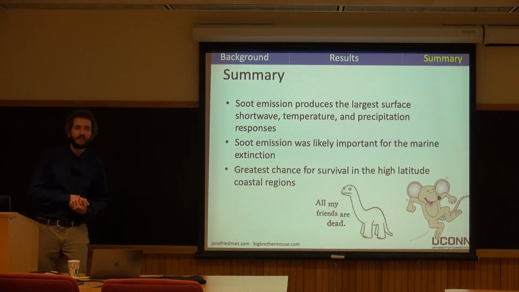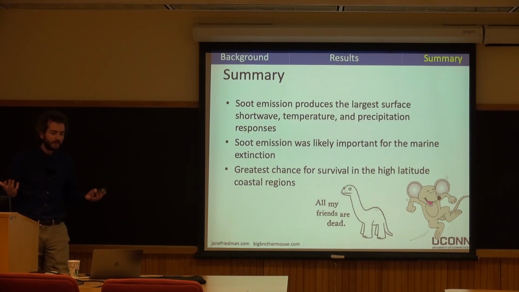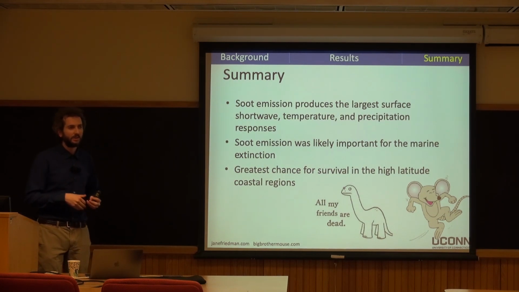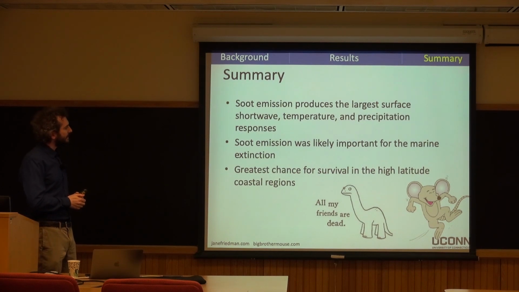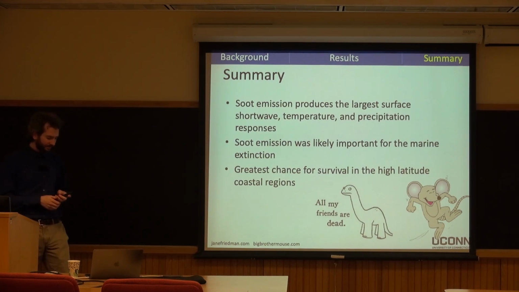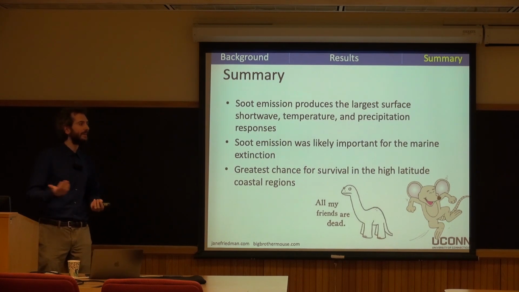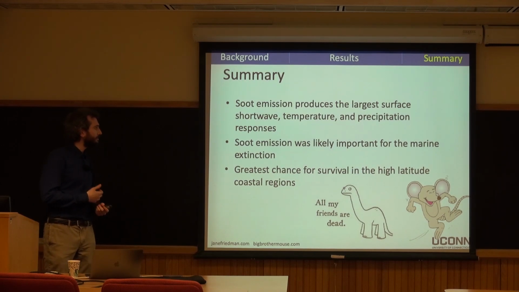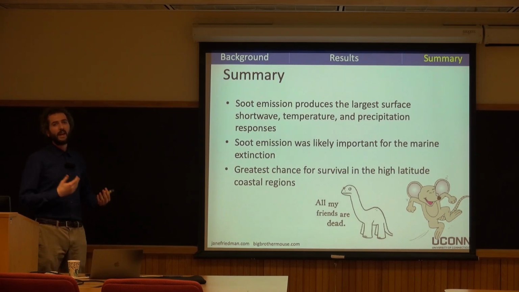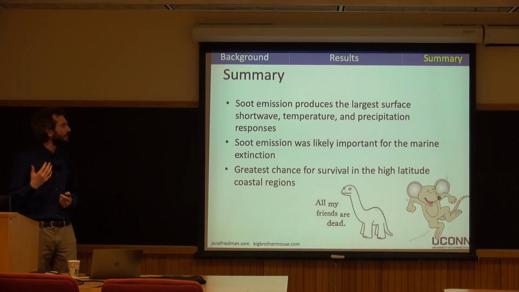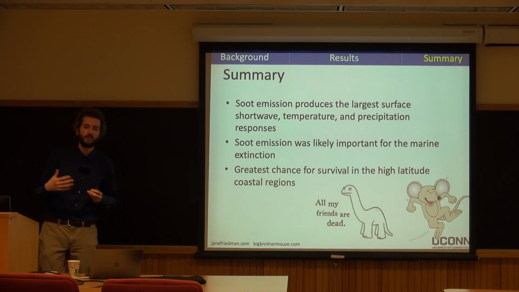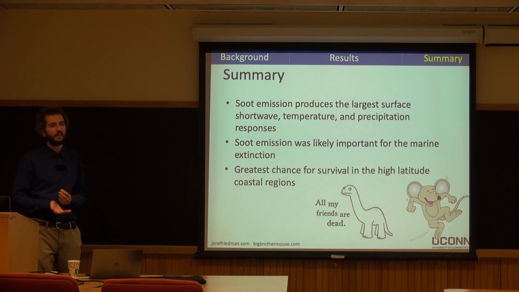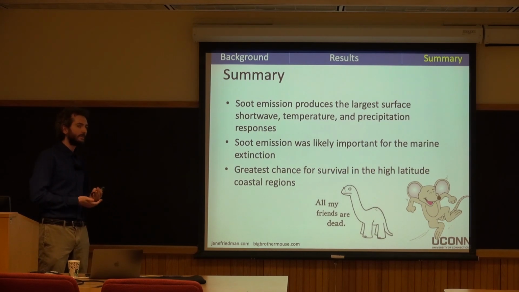All right, just to summarize my results and give a little bit of discussion and context about what I think were the most likely drivers of this end-Cretaceous mass extinction with respect to the impact winter. First of all, what we see generally is that soot has the largest perturbation to surface shortwave radiation, temperature, and precipitation. And so we're getting really the largest responses there. So if we had to pick one of these 3 emission scenarios as the most devastating to life, it would most likely be the soot emissions.